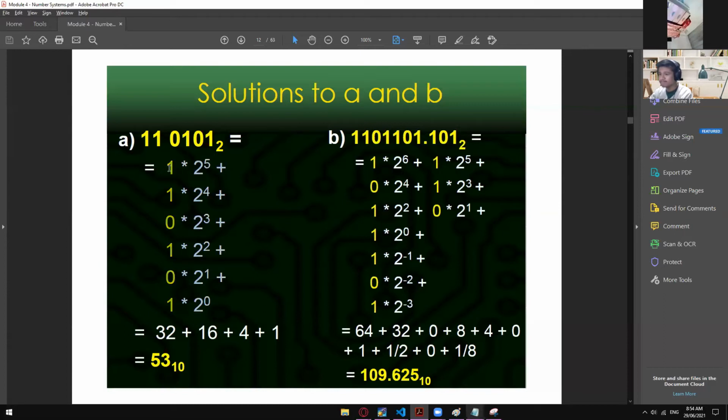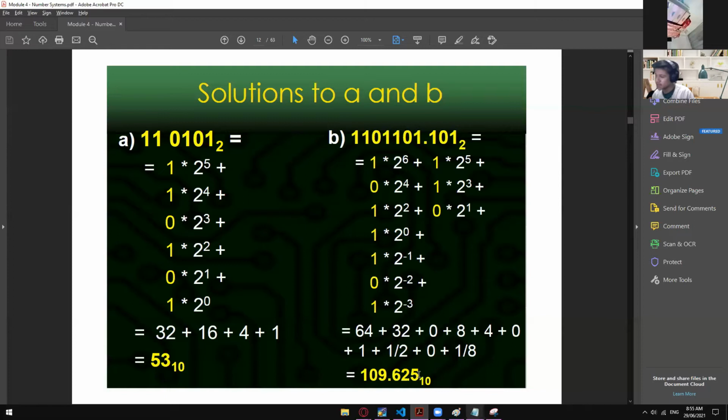You can do it manually, of course, but since we have a raised to negative 1, this one now is 1 half, 1 fourth, 1 eighth, so it's quite hard to analyze using our brain. Well, unless you're a math genius, then no problem. Just add everything and then you will get 109.625.